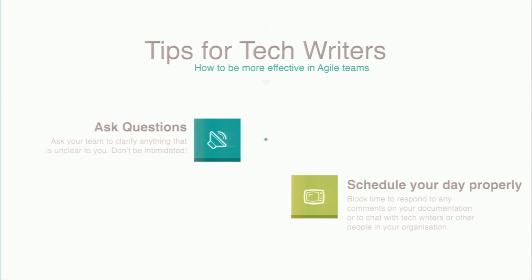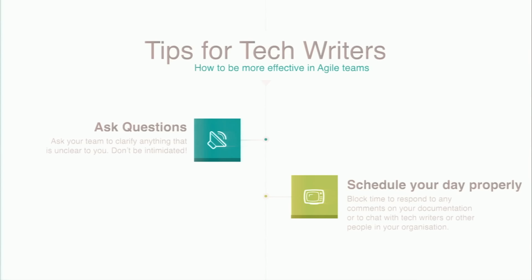So what are some tips for tech writers? I don't know if you guys remember the graphic that was in the beginning, but it was basically a reporter. So a technical writer on an Agile team acts a lot like a reporter. What a reporter does is ask questions. So you have to ask questions. If you don't understand anything, go and ask a question.